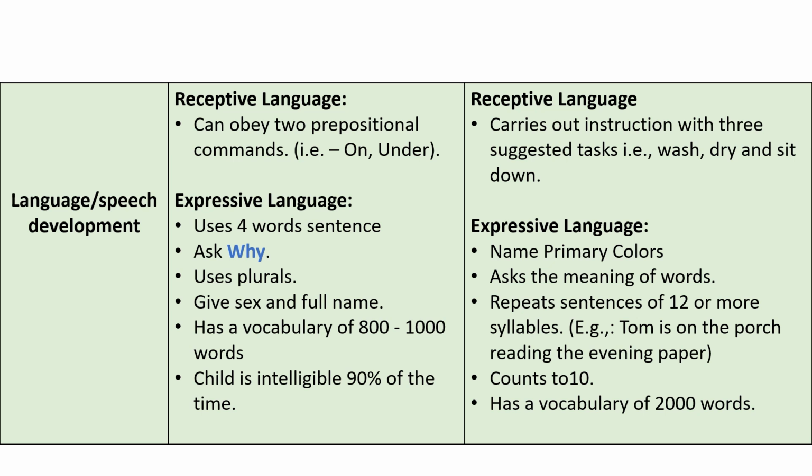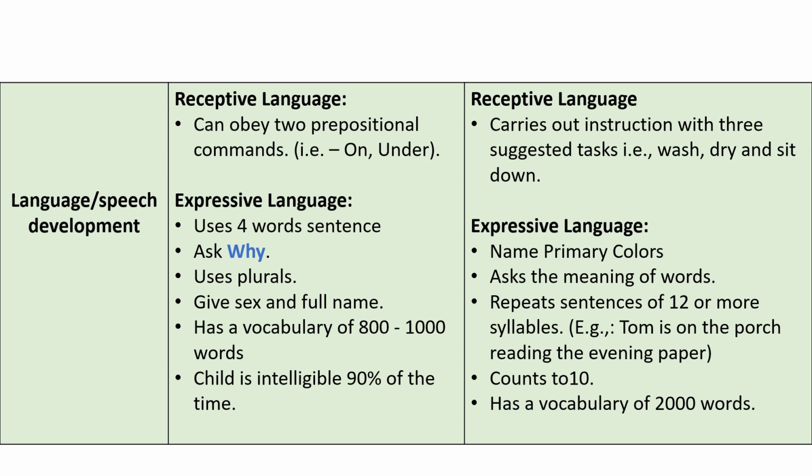Then their expressive language: they use 4-word sentences. They will always be asking why. For each and everything, a why will be there. Uses plurals, gives their sex and full name. They have a good vocabulary of around 1000 words. The child is intelligible 90% of the time.